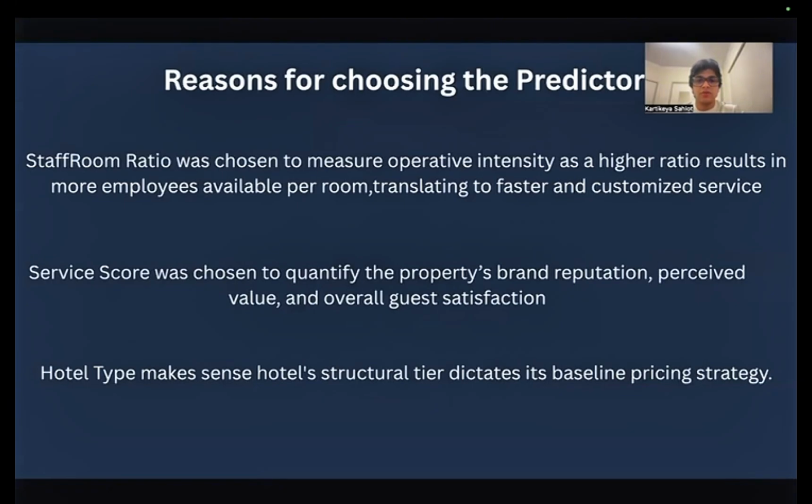First, staff to room ratio was chosen to measure operational intensity. Higher ratios could increase spending on salaries and therefore could lead to higher prices. Service score was included, assuming higher scores reduce price sensitivity. Finally, hotel type was chosen, as luxury and mid-scale controlled the baseline pricing strategy.